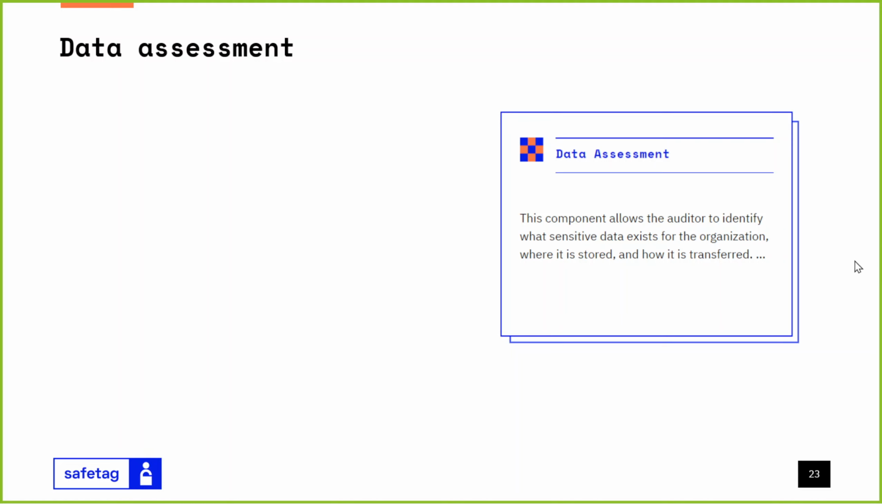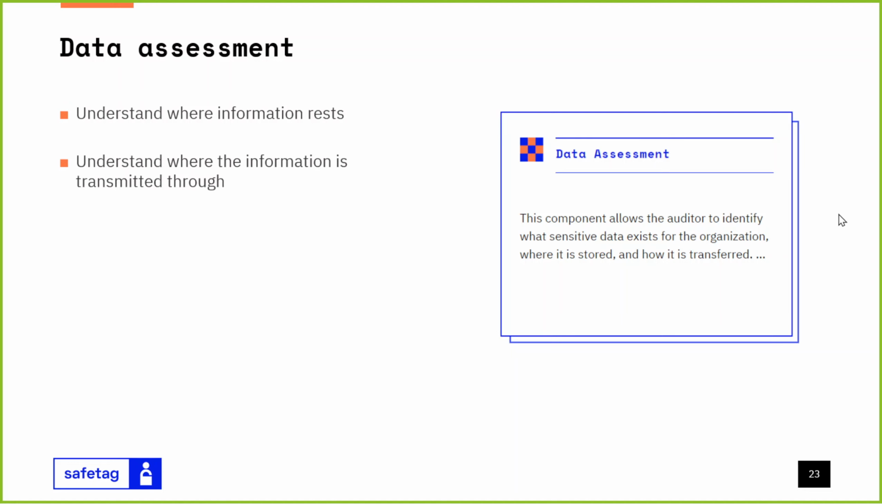This is a SAFETAG activity, data assessment, and basically here what we want to know is first where the information rests, where it is stored, in computers, in notebooks, in printed files, etc. Also where the information is transmitted, the channels that people are using, is it email, postal mail, or something else. That is also very useful to know. And also classify the information according to its sensitivity.